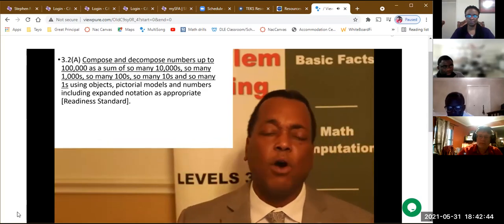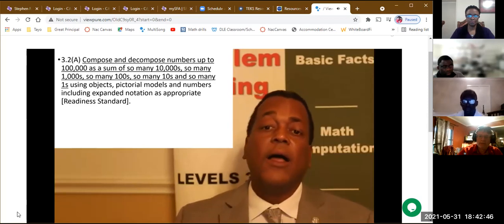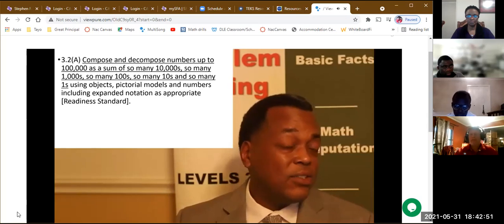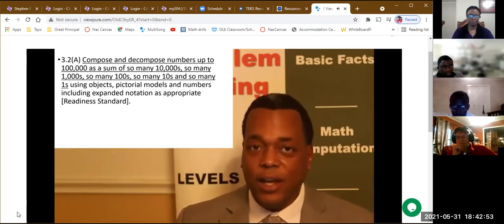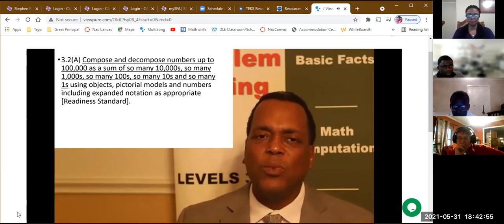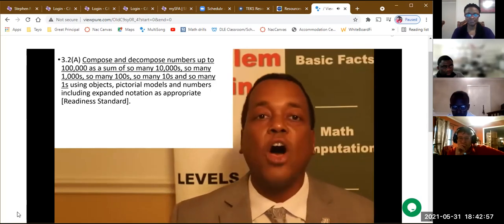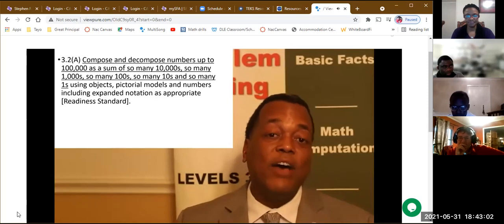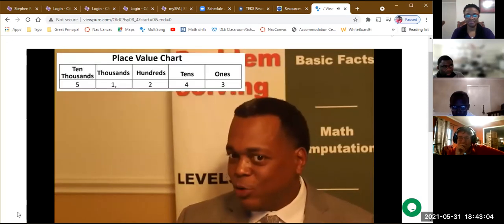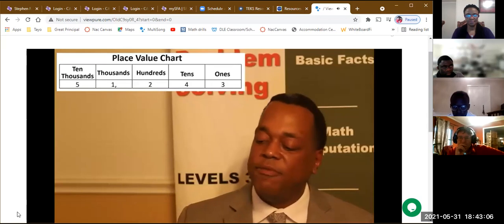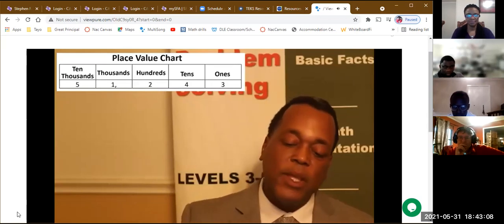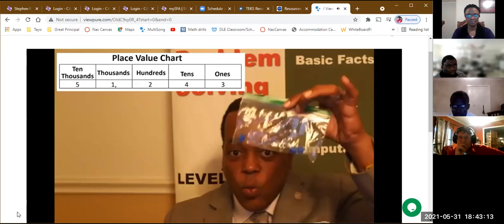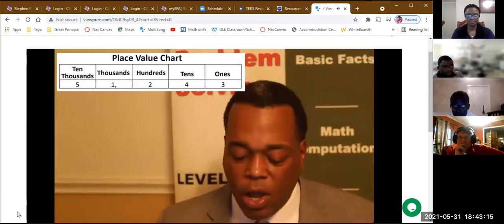Now let's move on to the second part. Compose and decompose numbers up to 100,000 as a sum of so many 10,000s, so many thousands, so many hundreds, so many tens, and so many ones. What does that mean? It's talking about place value. On the next slide, I'm going to show you a place value chart. Now, within this place value chart, I have already added some value. Now, in the ones place, we have 3 ones. That is the so many ones it was talking about.